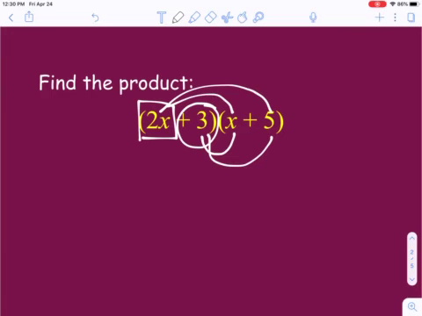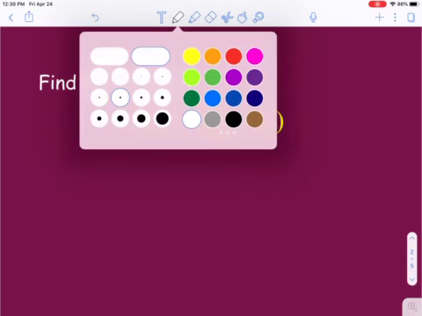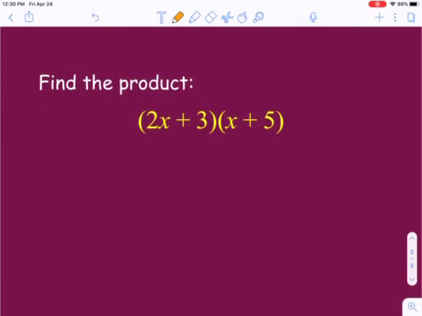So I'm going to erase all of this, and let's just take a look at doing this bit by bit. I'm going to switch colors, and we're going to start with our first term in the first binomial and distributing that to the second binomial. So I'm going to distribute this term right here to this whole binomial. So let's start with that.